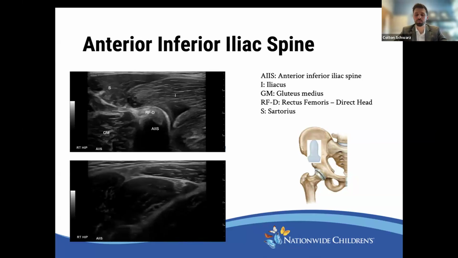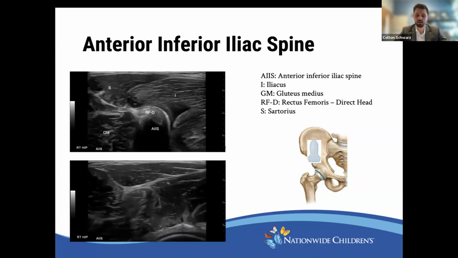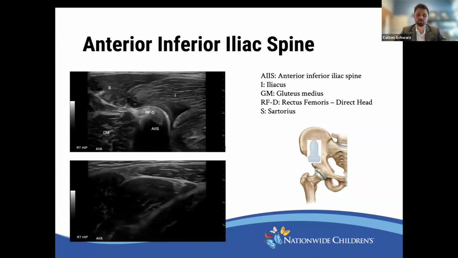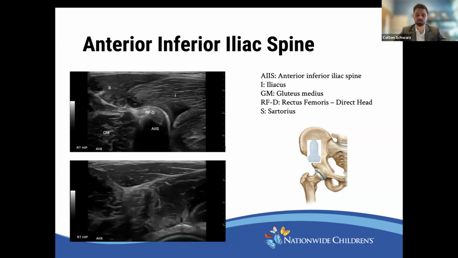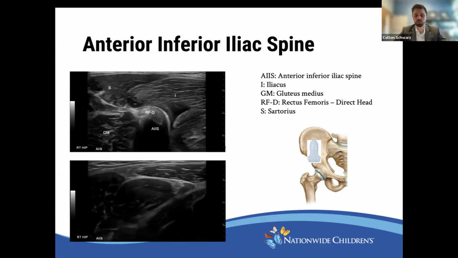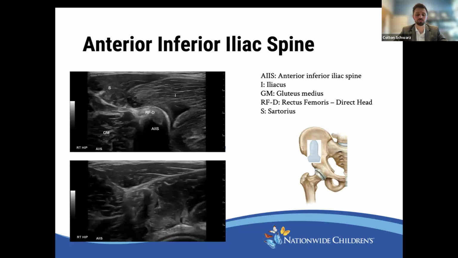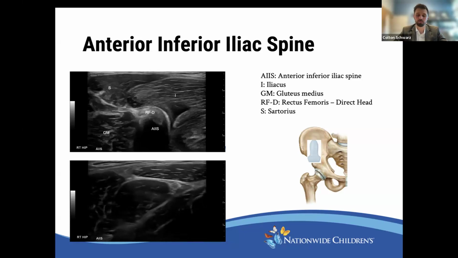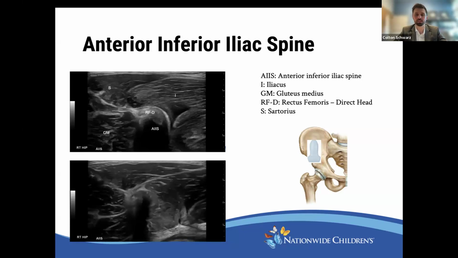I'll say that hyperemia can be pretty difficult to assess, given that it can be normal to have some degree of hyperemia along an apophysis in a kid. So if you're concerned about a particular apophysis, it's always a good idea to compare it to the contralateral side and look for any asymmetry.